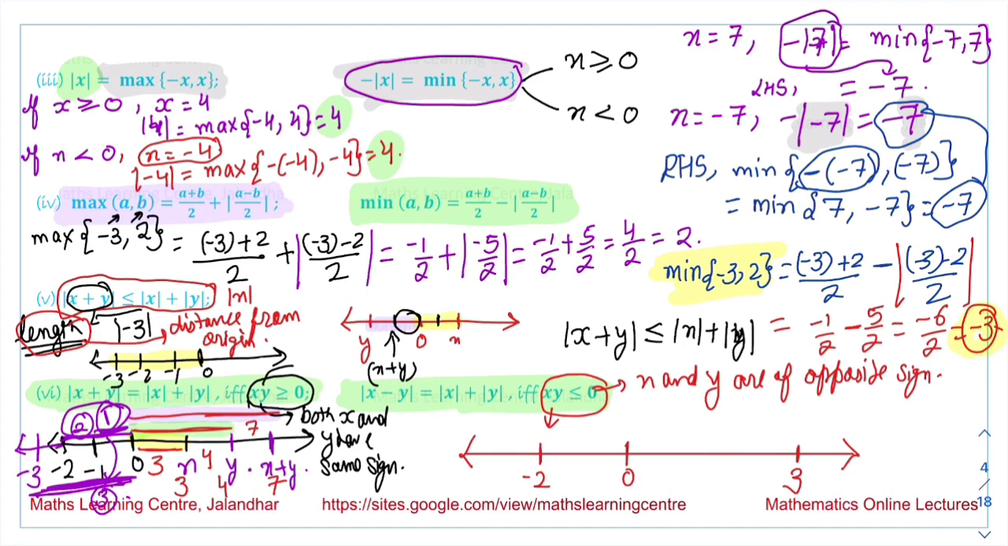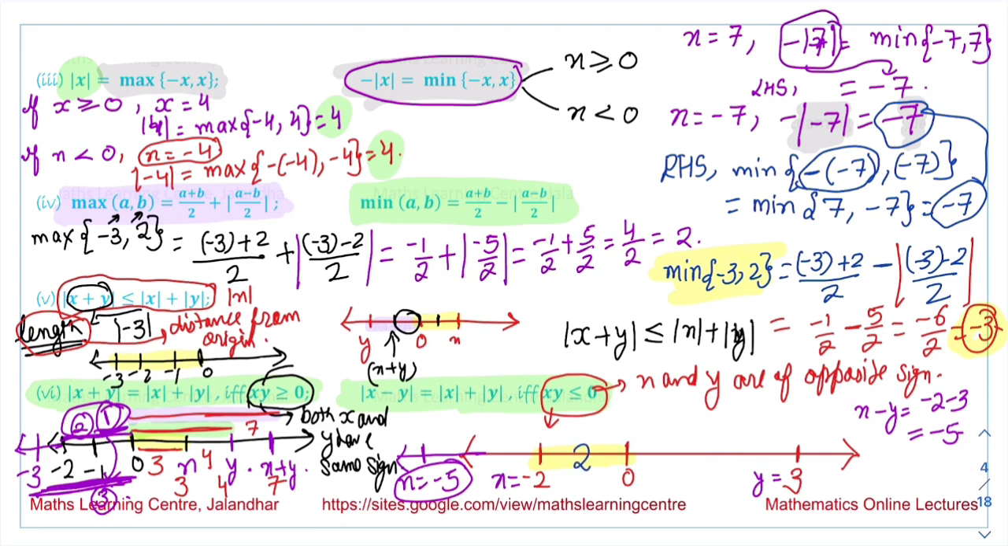Now what is x minus y? We are writing x is equal to minus 2, y is equal to 3. So the value of x minus y is minus 2 minus 3, that is equal to minus 5. So there is a point over here, say this point is x minus y equal to minus 5. What is the distance of this point O from x? The distance of this point O from x is 2 units.